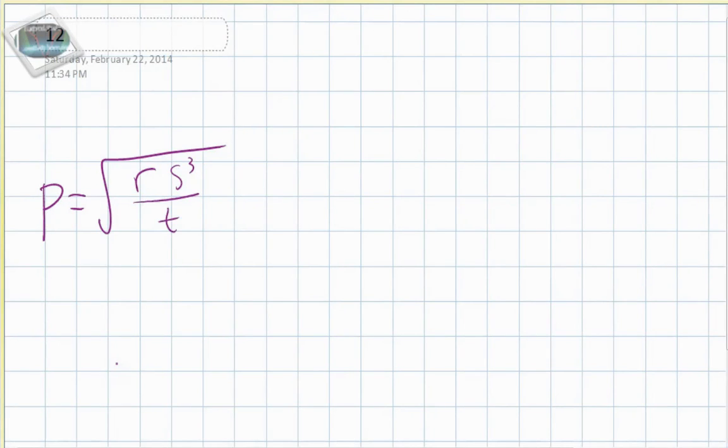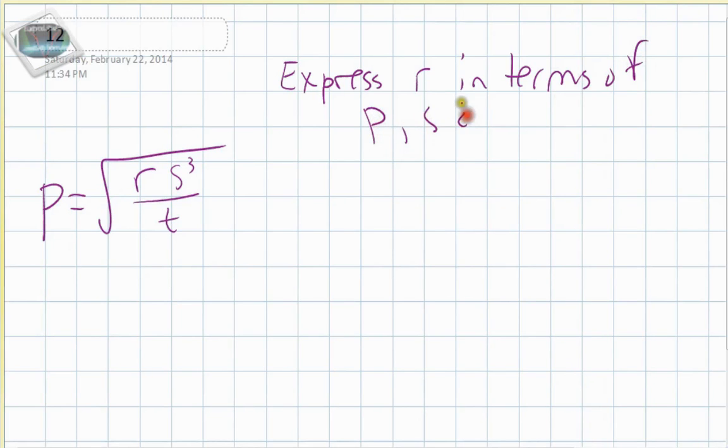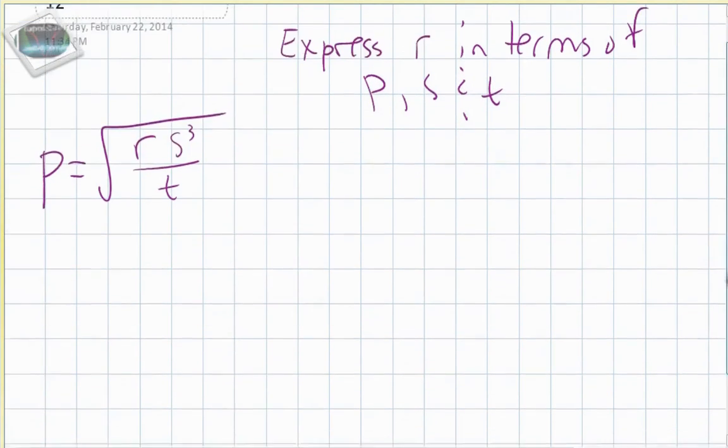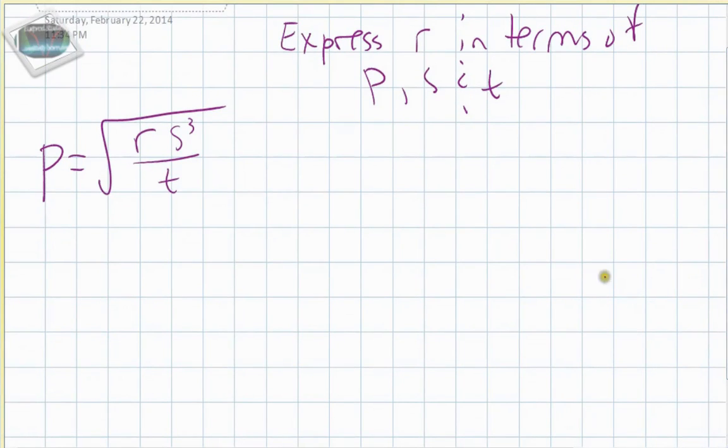Okay, so here we have question 12, and it wants us to express R in terms of P, S, and T. I didn't write that in here, but it says to express R in terms of P, S, and T. So what we're going to do is basically solve for R. We're going to work on isolating the variable R.